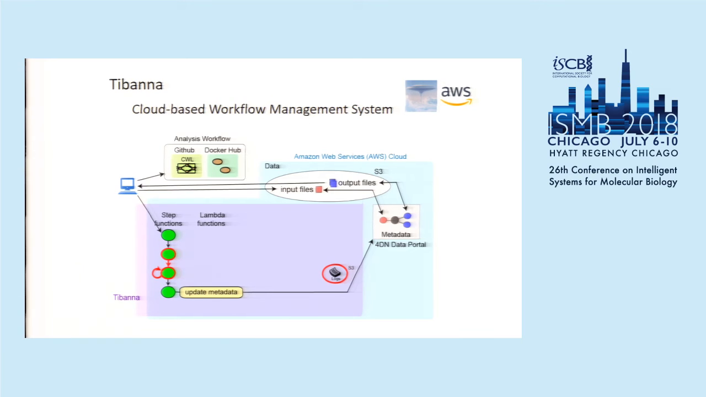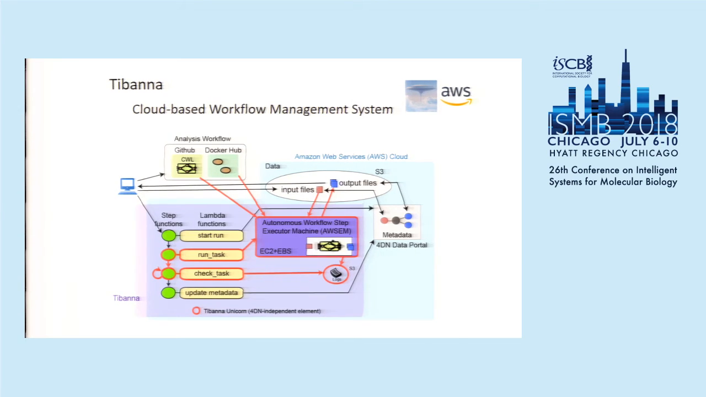And then the last step will update the metadata at the 4DN data portal to let us know that all the workflow runs are done successfully. If there was an error, we will update the metadata that there was an error so that we can run them again with the different parameters or after fixing the bug for the pipeline. So now all the components together. So this is basically the idea. It's a very simple way.